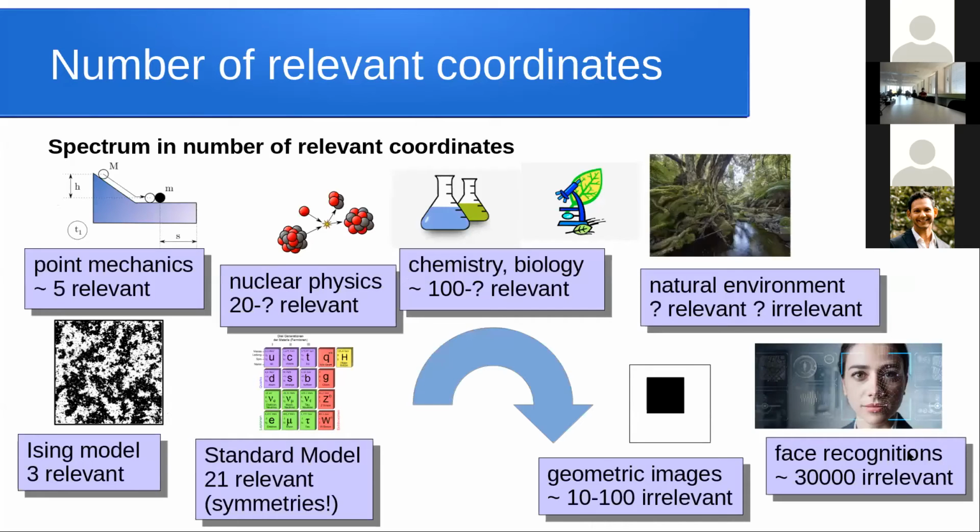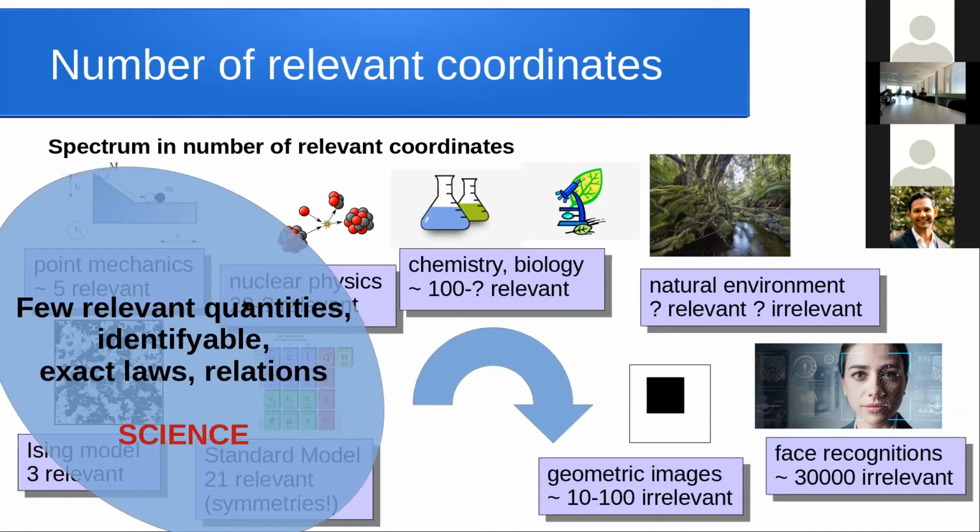So between the two, there is a whole spectrum, starting from the Ising model, so the scientific models, to the geometric images. The number of relevant coordinates decreases and the number of irrelevant increases, in the reverse way. So there is a lot of irrelevant coordinates and a few relevant ones in one, and vice versa in the other.